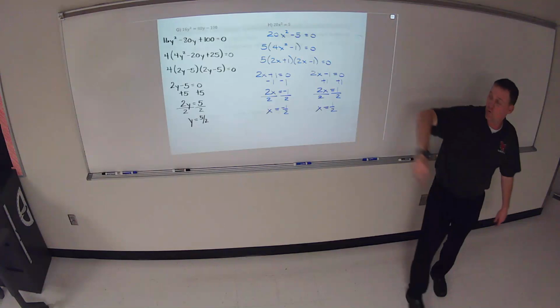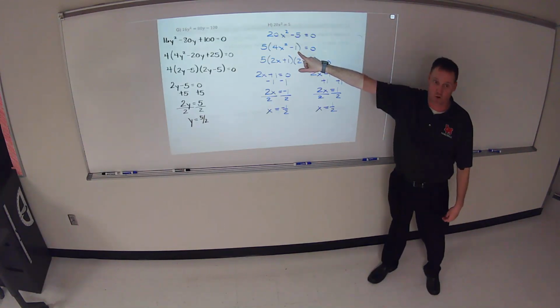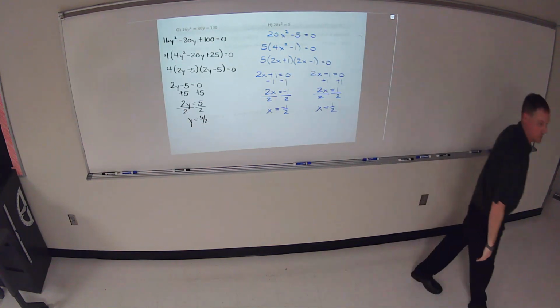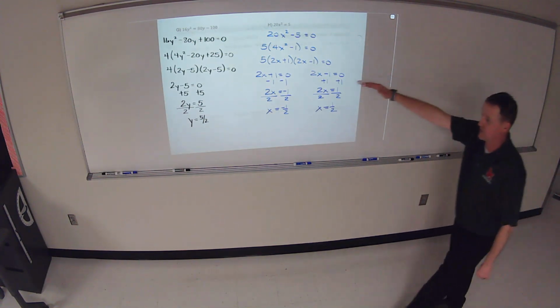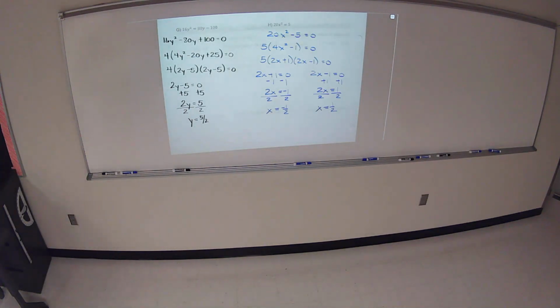So, 4x squared minus 1, and again, if you want to do the shortcut that I showed you, go for it. There's a reason I showed it to you. We have 5 times 2x plus 1 times 2x minus 1. Okay? How many answers? 2. Because your factors, even though they look a lot alike, are slightly different. You can see the rest of the work from there. X is equal to a negative 1/2, and x is equal to a positive 1/2.